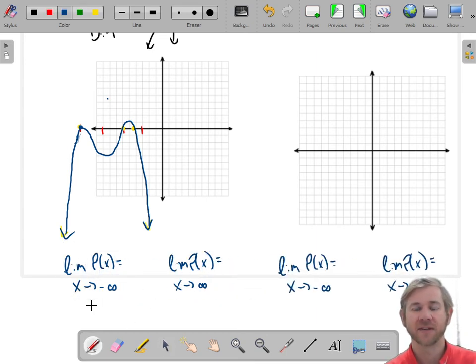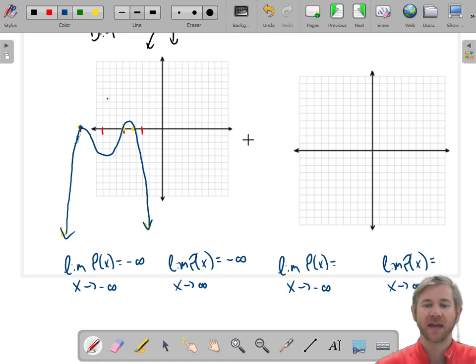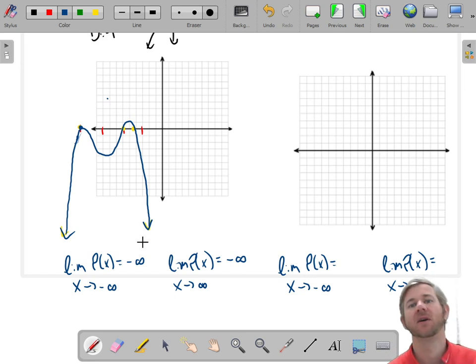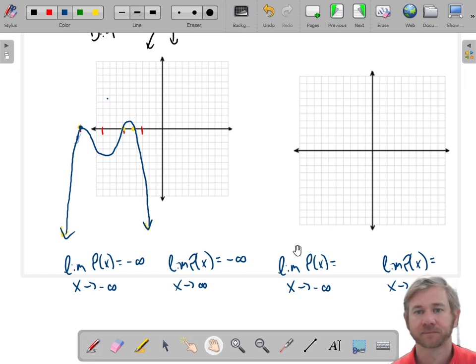As you go left, x goes to -infinity. As you go left, it goes down, so this is -infinity. And as you go right, it also goes down, so this is also -infinity. Since both ends go down, the limits are both -infinity.